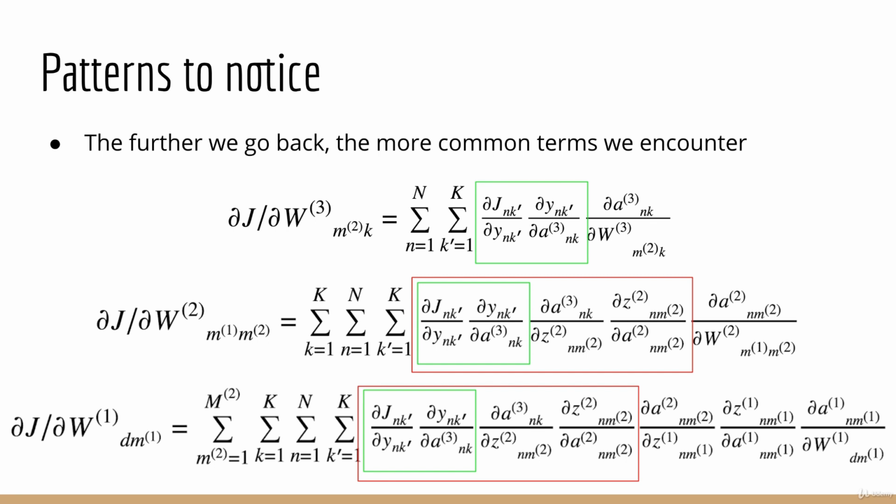The next pattern we want to notice is that the further and further we go back, the more common terms we encounter, meaning terms we already calculated previously. That should tell us something. It tells us that this calculation is recursive. In other words, we can use the results of previous calculations without recalculating them. It helps to look only at the weight matrix gradients to help see the pattern. As you can see, the first part of the weight update for W3 appears in the gradient for W2. An even bigger part of the gradient for W2 appears in the gradient for W1.